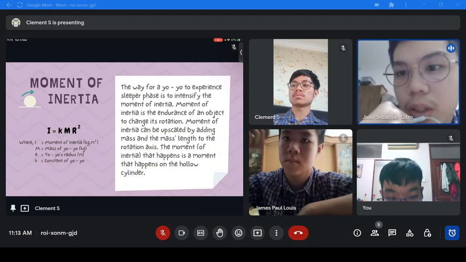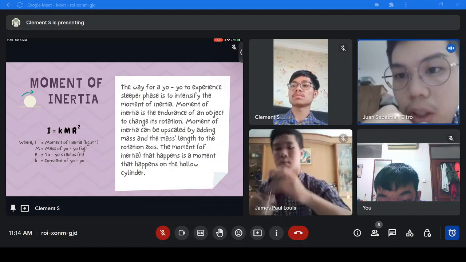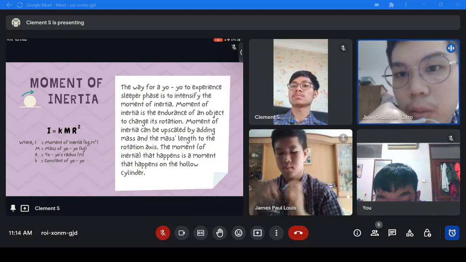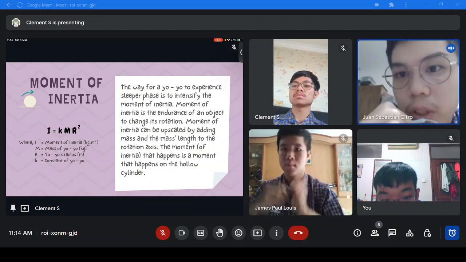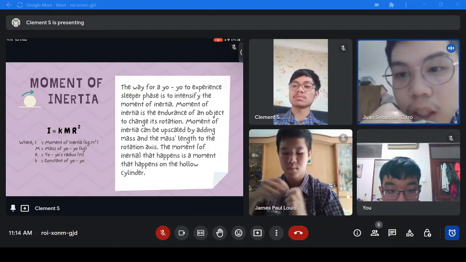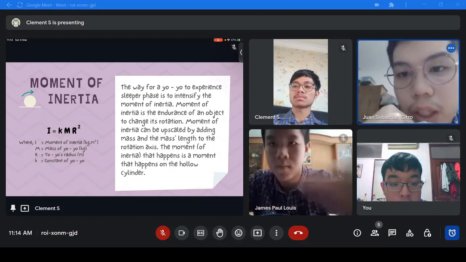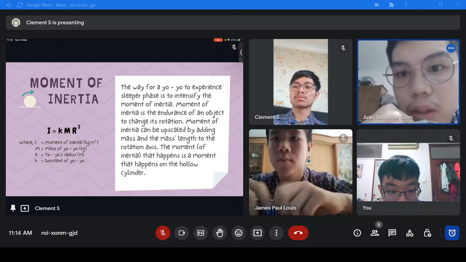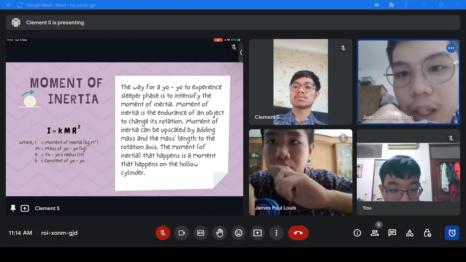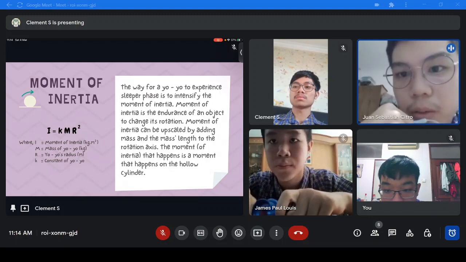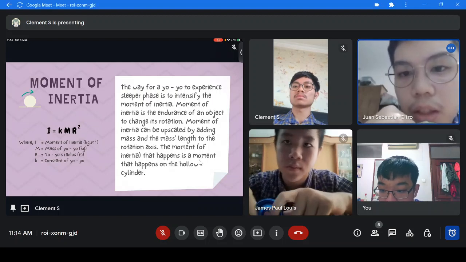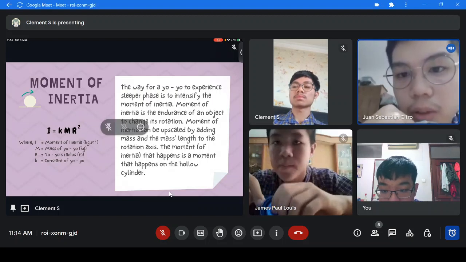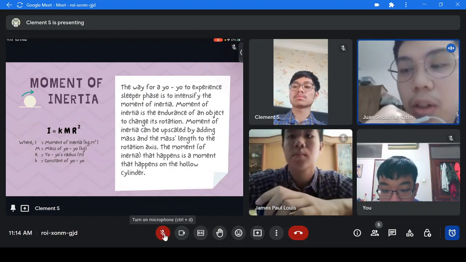The moment of inertia happens on the hollow cylinder, and the formula for moment of inertia is I equals k times m times r squared, where I equals moment of inertia, m equals mass of yo-yo, r equals yo-yo's radius, and k equals constant of yo-yo.